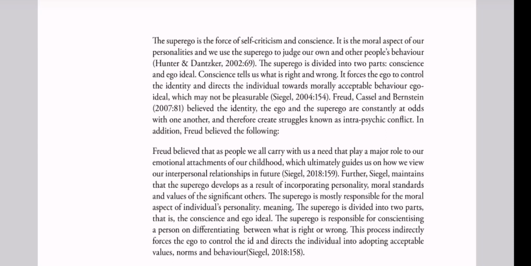It is the moral aspect of our personality, and we use the superego to judge our own and other people's behavior. The superego is divided into two parts: conscience and ego ideal. Conscience tells us what is wrong and right. It forces the ego to control the id and directs the individual towards moral, acceptable behavior, the ego ideal, which may not be pleasurable.